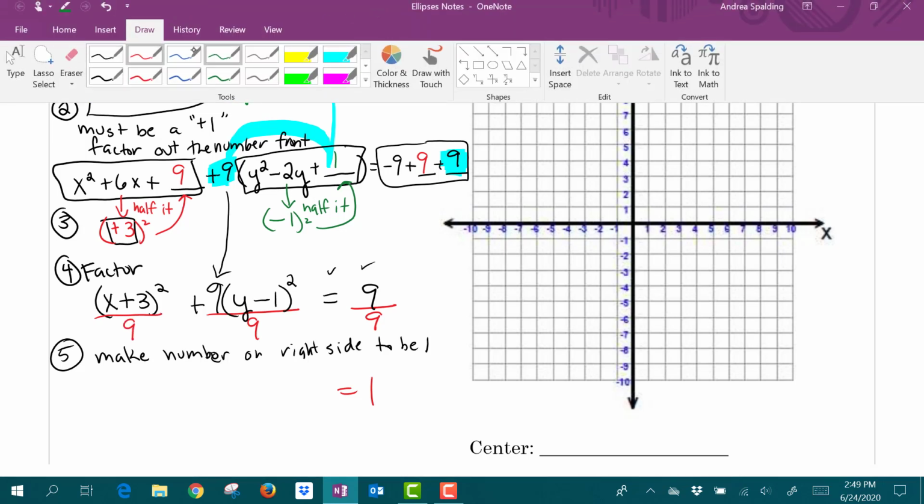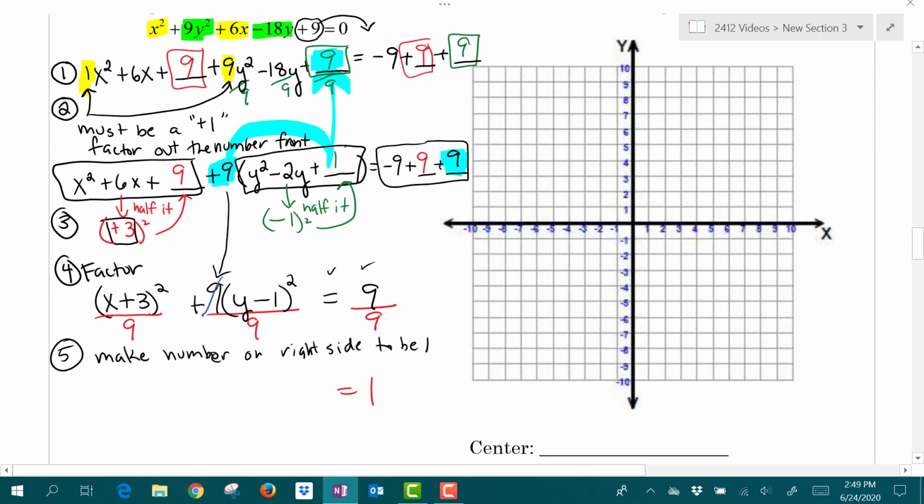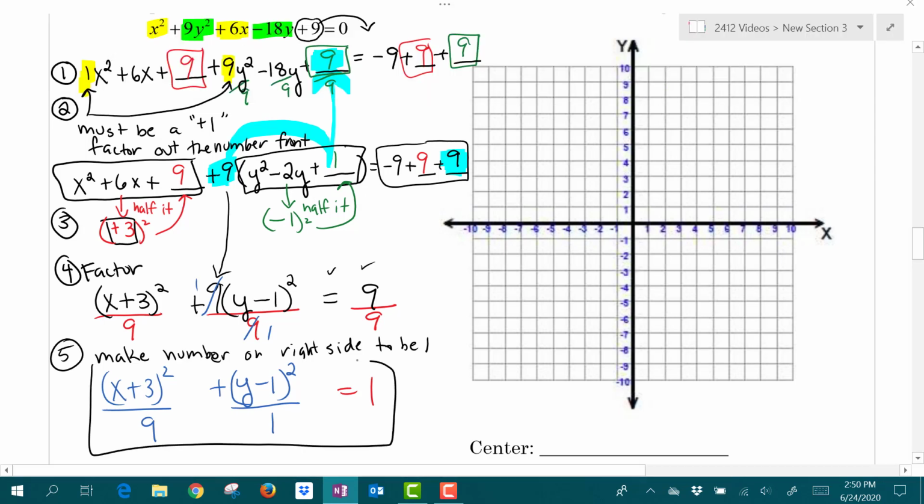Alright, and we want to reduce our fractions. 9 goes into 9 one time. So for that middle, I basically end up with y minus 1 squared divided by 1. And then over here, there's nothing to cancel out, it's just x plus 3 quantity squared divided by that 9. Alright, so this is our equation in standard form.